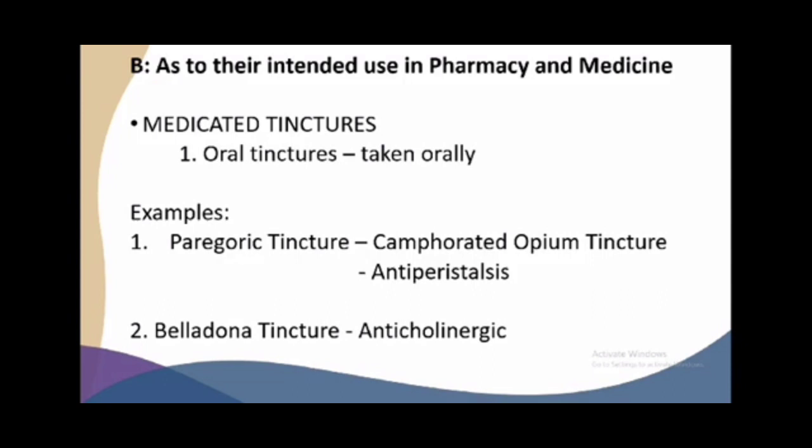Tinctures are also divided, the same as with the elixirs. It is divided into the medicated tinctures and the non-medicated tinctures. The medicated tinctures are divided again into two, the oral tinctures and the topical tinctures. Oral tincture, from its name, is taken orally. An example of this is the Paregoric tincture, also called camphorated opium tincture, and its use is as an anti-peristaltic. Another example is the Belladonna tincture, which is used as an anticholinergic.